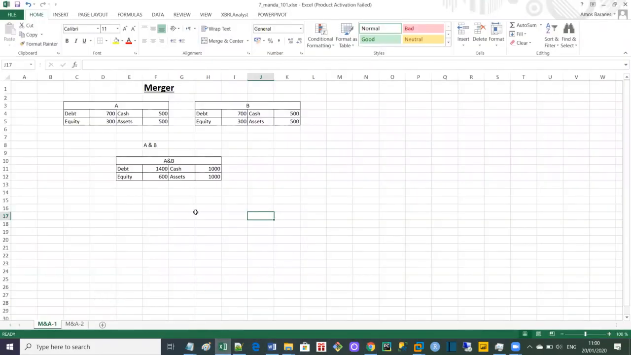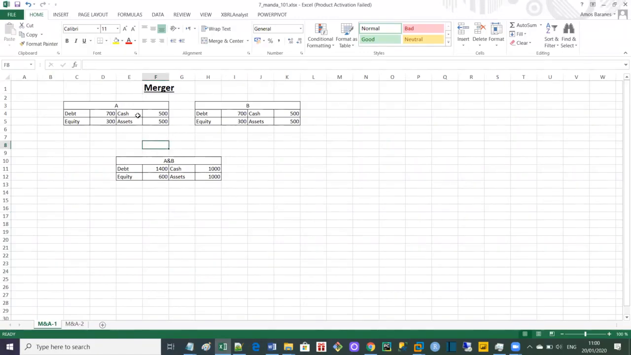In the Excel, there are two folders, one for merger and one for acquisition. For your paper, you really need the acquisition, but I think it will be a good idea to understand how the merger works, okay? So let's look at it.